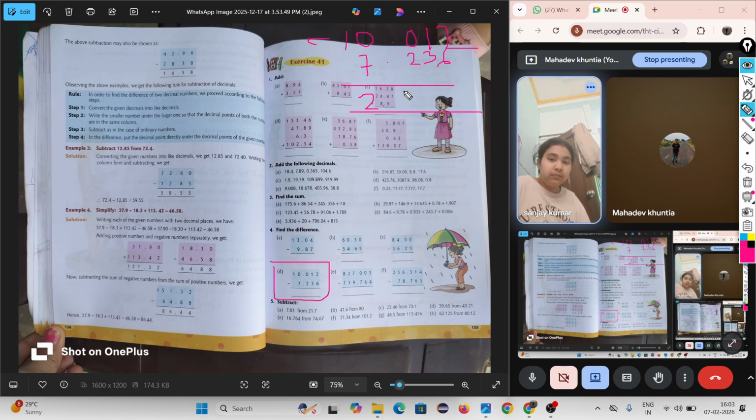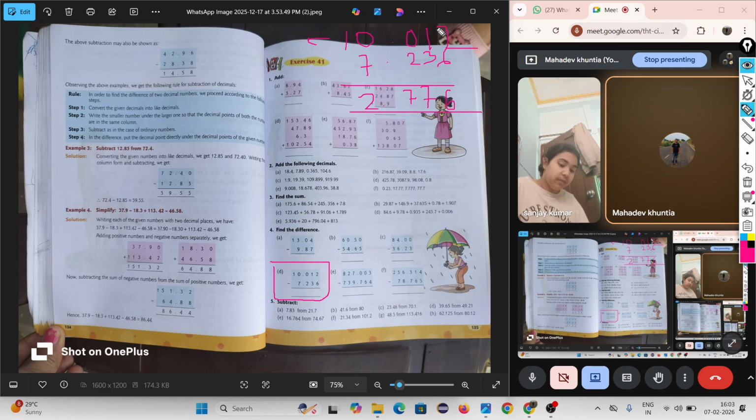2.776. Yes. Okay. Can you subtract 6 from 2? No. We have to borrow. It becomes 12. 12 minus 6 is 6. Now after giving 1, it becomes 0. We cannot subtract 3 from 0, so you have to borrow.